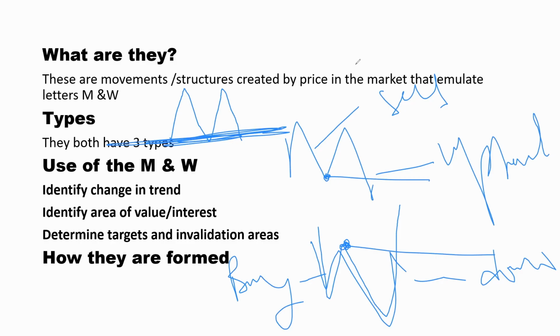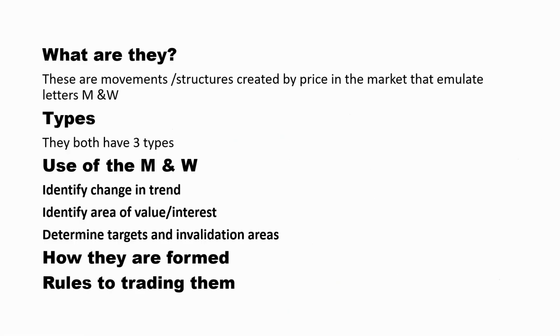Now let's go to the next thing that we're supposed to cover today. And that is the rules of trading these M's. This is the last thing that we're going to be looking at. And before I talk about it, let's just do a small recap. We first talked about what M's and W's are. And we said these are structures created as a result of price movement that emulate letters M and W on the charts. Then we talked about the types of the M's and W's.